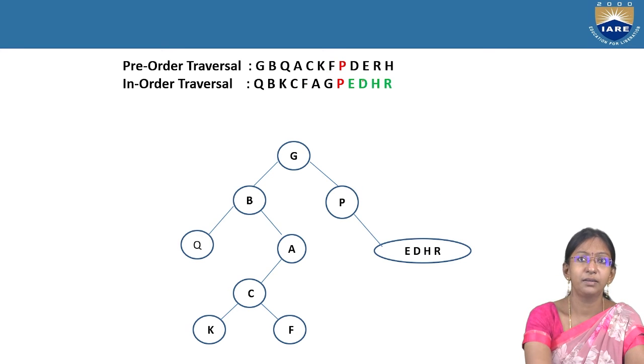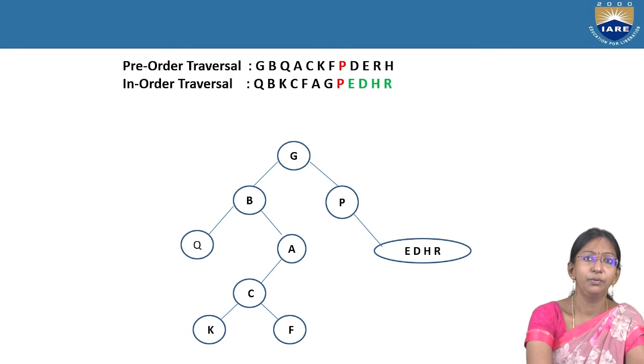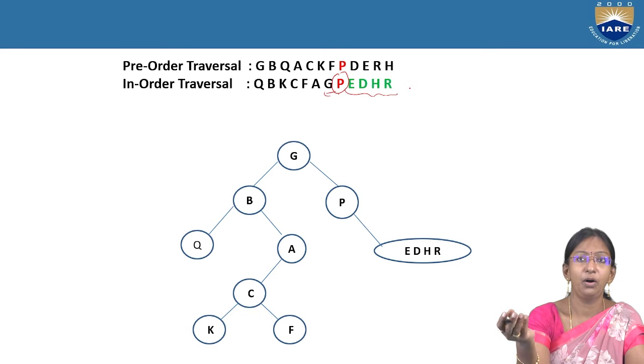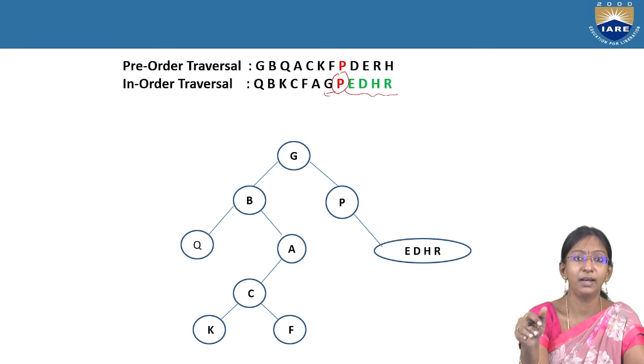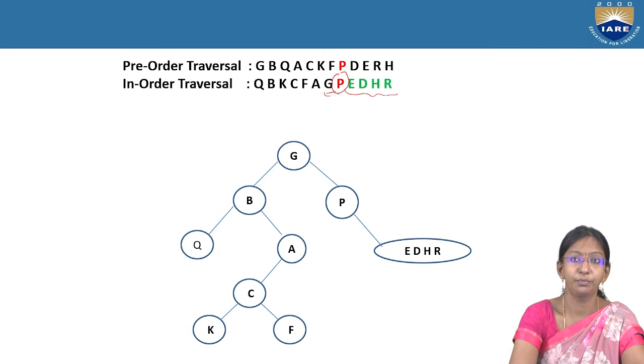Next element is P. Coming to P, where is P in order? Have a look. Here it is. And G. For P, G is its parent. We cannot touch it. And all the remaining are on the right side. So place it on the right side. But precisely we cannot say out of E, D, H, R, who will be its child, grandchild, and so on. Yet to be decided. Right? So I have placed all cumulatively as the family of P.